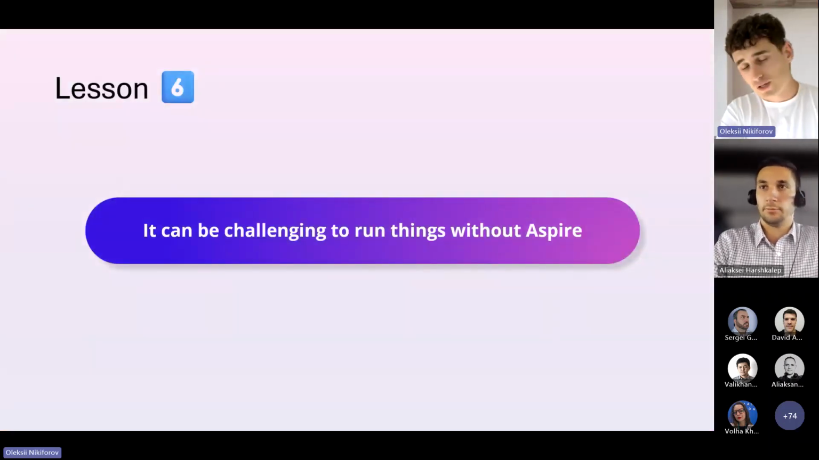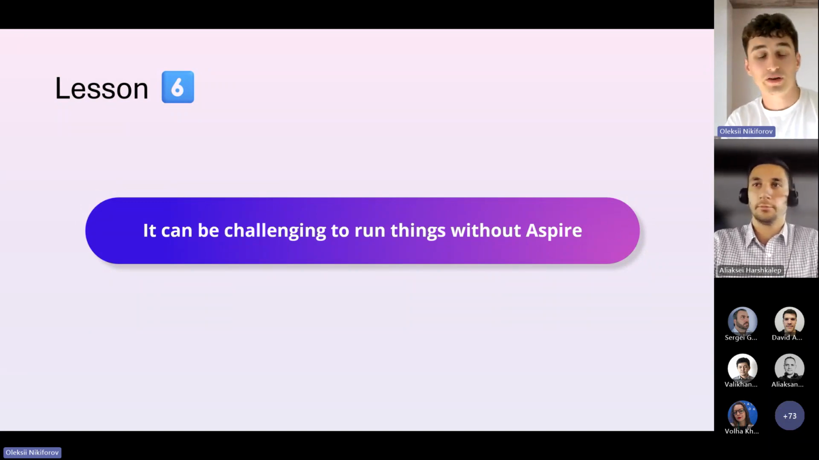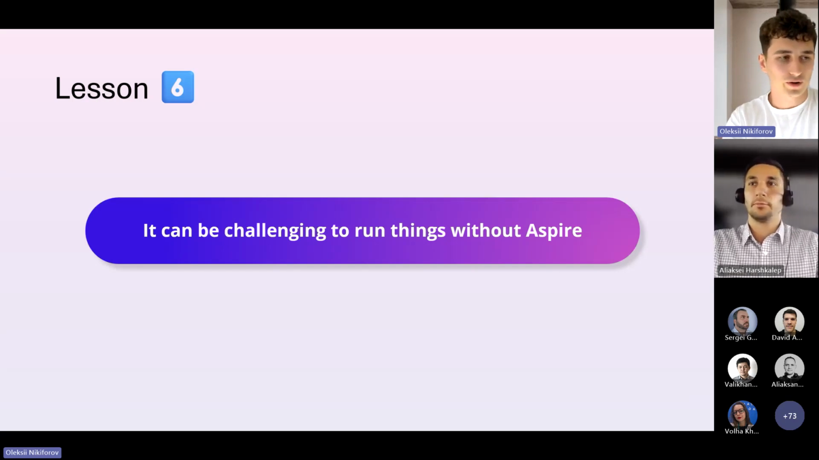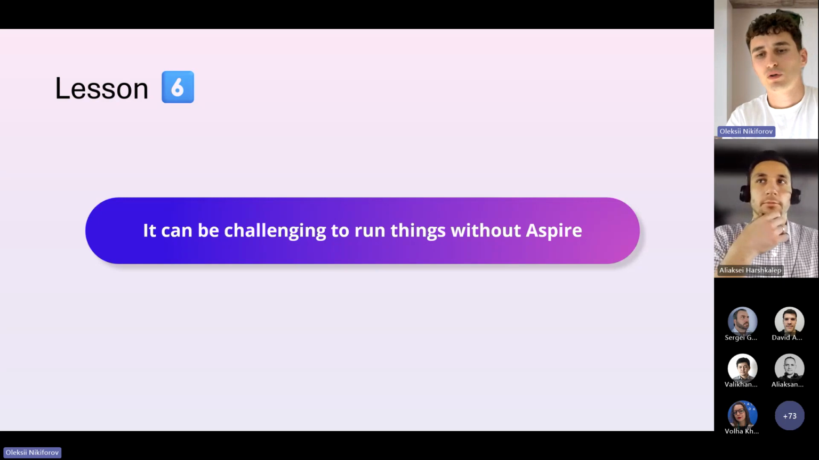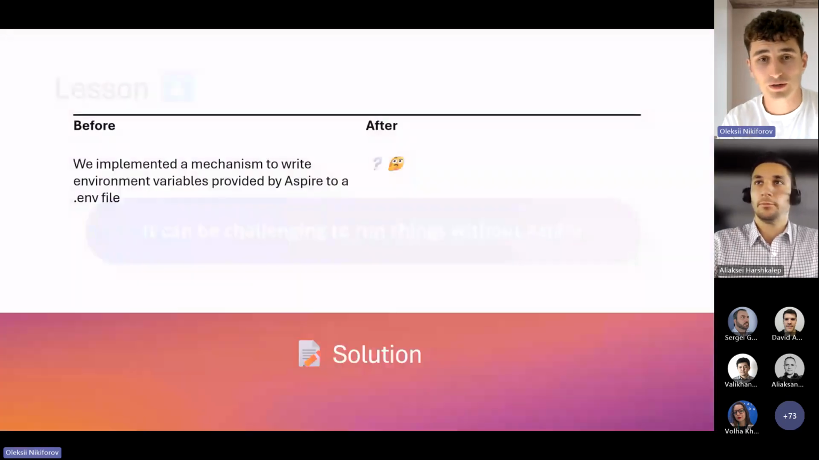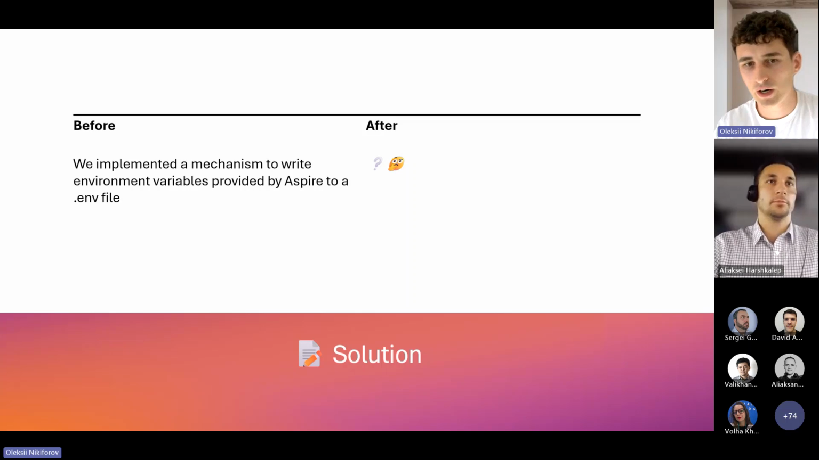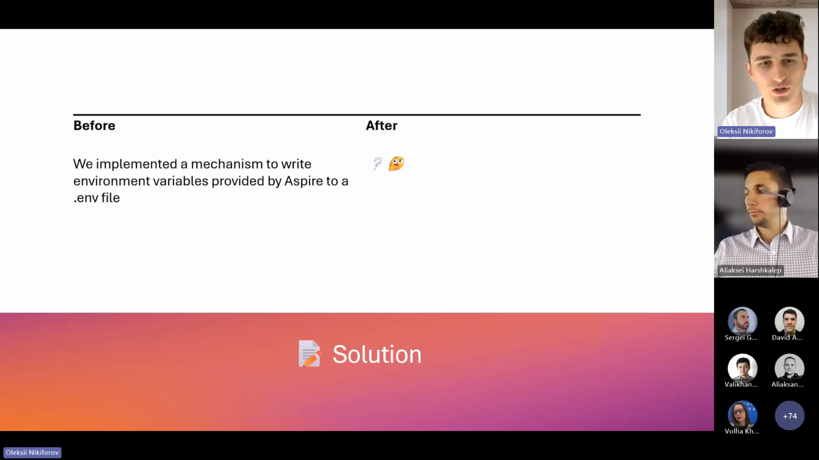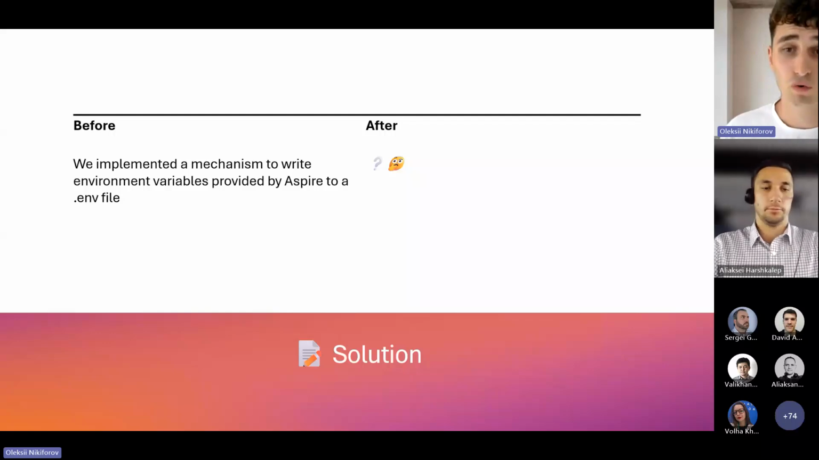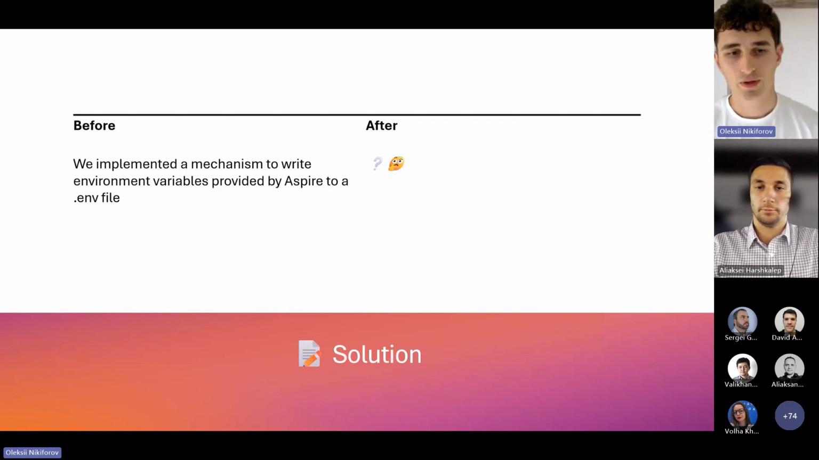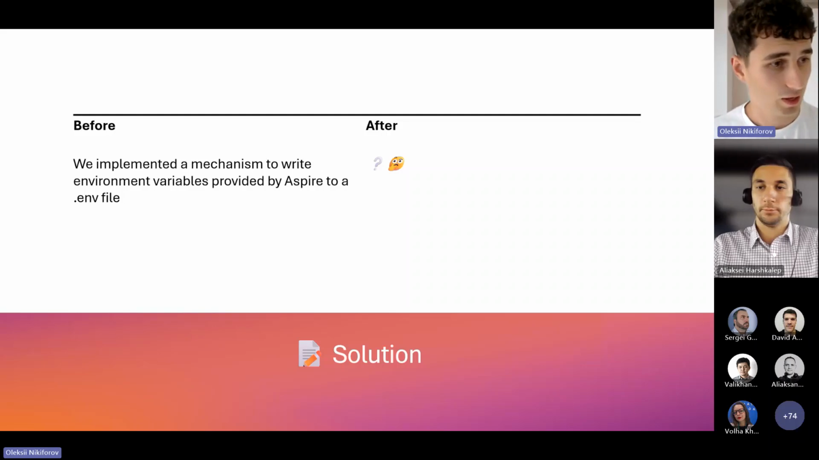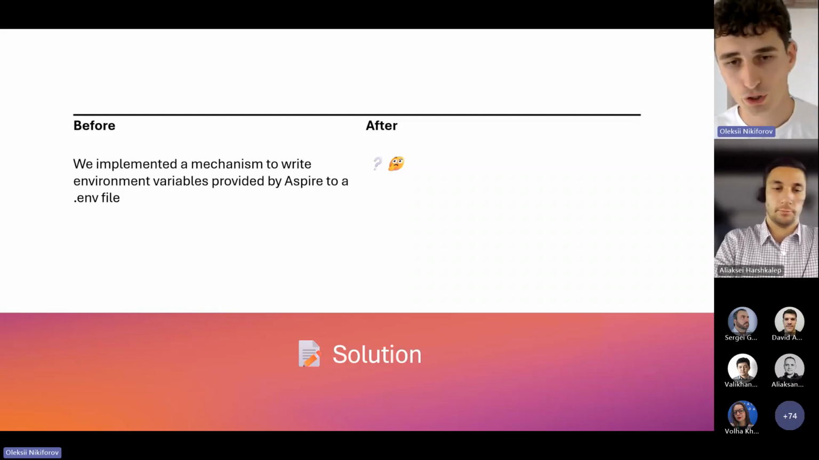And lesson number 6, it's kind of related to lesson number 5. It's really not easy to run things without Aspire, because if you see how it looks from a developer perspective, there is a lot of magic, right? You really don't know how, for example, your Postgres client integration is configured, how service discovery works, and so on. So it can be really tedious to reverse engineer Aspire or to replicate the approach. And in our case, we implemented a special way of registering projects.